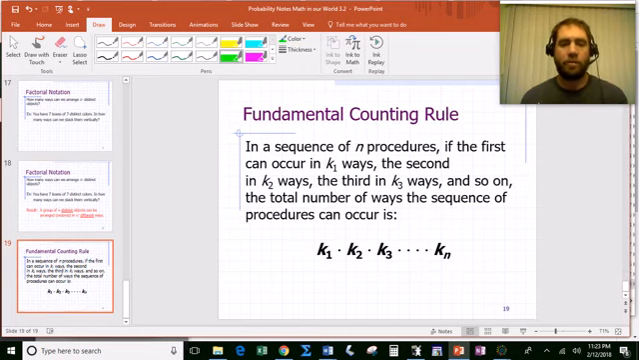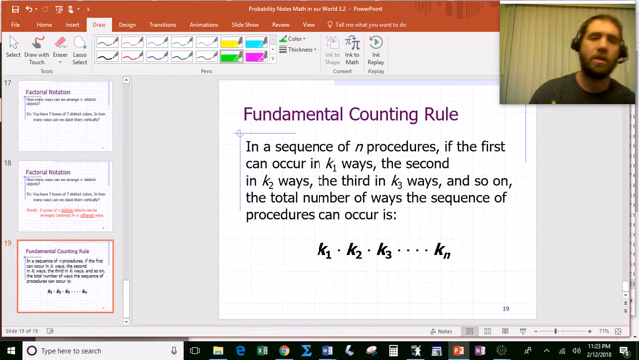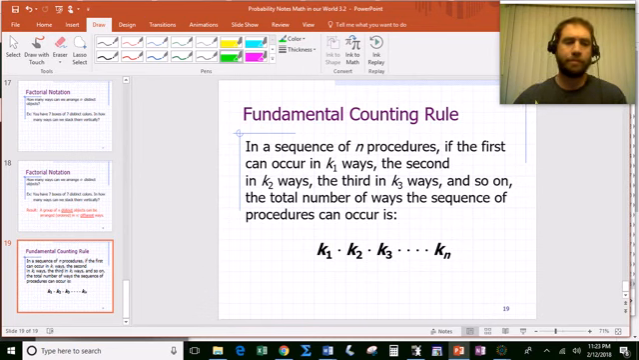Okay, this is just a restatement of the fundamental counting rule. It works for more than just two steps. So for any sequence of any size, like we did with the license plate, so that was 6 steps, a 6-step procedure.